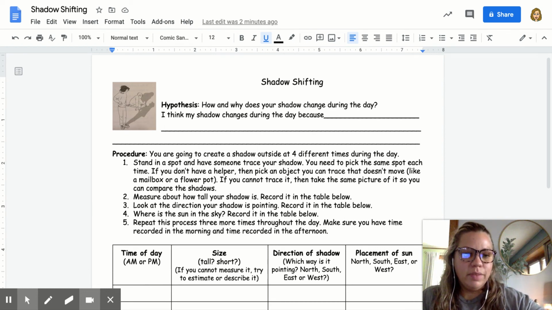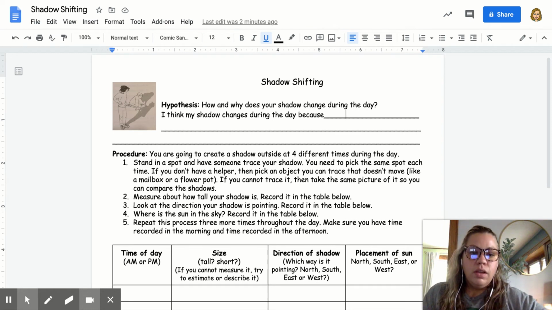Guys, it's Miss Fudgedellum here to go over your shadow shifting activity so you understand what you need to do for Virtual Day 2. If you take a look at this Google Doc, it is on your assignments under Week 2 Virtual. You are going to type right into this Google Doc and turn it in when you are done.